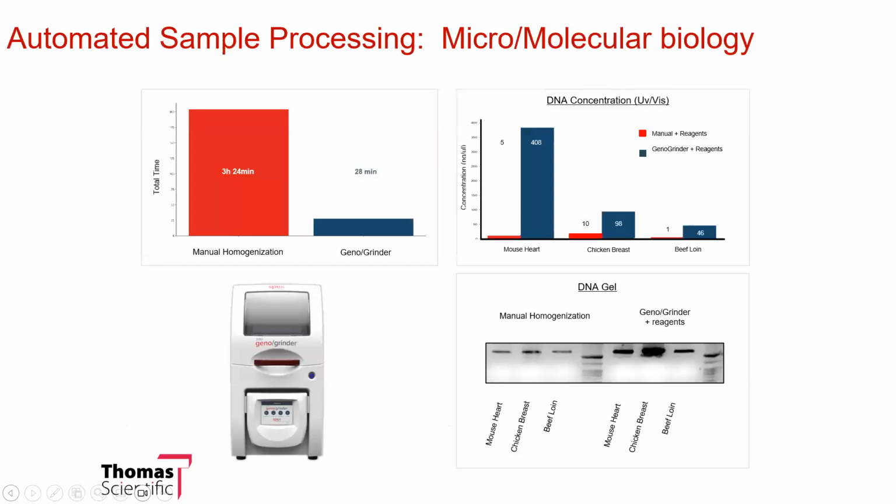We did a little study where we wanted to see the DNA extraction, and just overall when we were using it for micro and molecular biology, we found that by automating your sample preparation, instead of doing manual homogenization by hand, using something like our GenoGrinder, you are able to get more DNA extracted from the sample. So this is an example of the quality and the amount of DNA we were able to get from different types of samples. And we have mouse heart, chicken breast, and beef loin here.